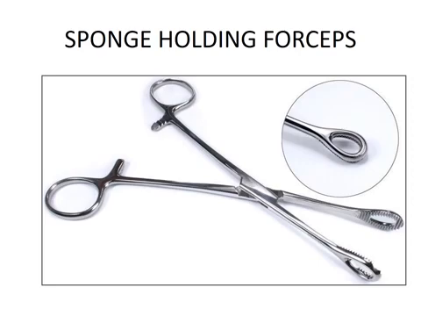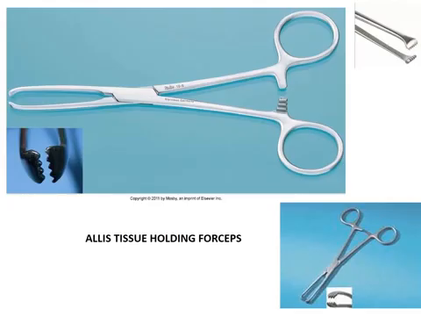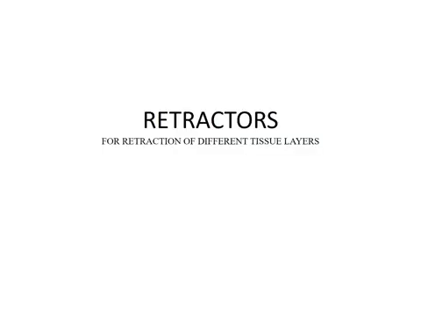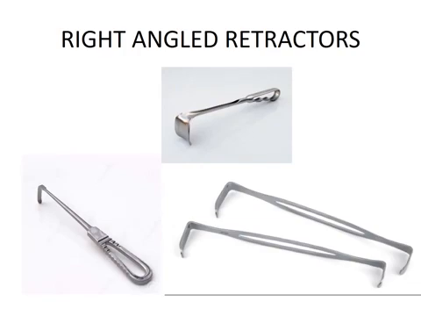Then we have simple sponge holding forceps, which are used when we are doing painting and draping. And we have the Allis tissue holding forceps required for traction or retraction along the surgeries. We have tooth and non-tooth forceps for doing the fine work. Tooth forceps are used to hold the tissues which are deeper, and non-tooth forceps for the superficial tissue so that the skin is delicately handled. We have retractors, the right angle retractors for the assistants to show the main field and retract the tissues, especially the muscles which are there in the orthopedic surgeries.